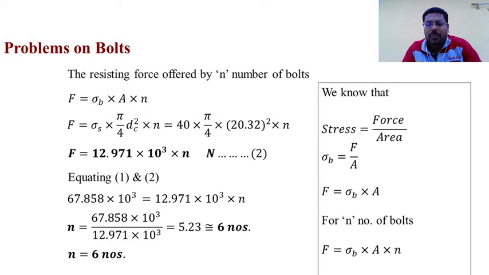Equation number 2. Equating equation number 1 and 2, therefore 67.858 into 10 raised to power 3 is equal to 12.97 into 10 raised to power 3 newtons into n. Therefore n is equal to 67.858 into 10 raised to power 3 divided by 12.97 into 10 raised to power 3, which comes to 5.23. We do not use 5.23; we round it off. Therefore the number of studs or bolts is equal to 6. This is the solution of the problem.